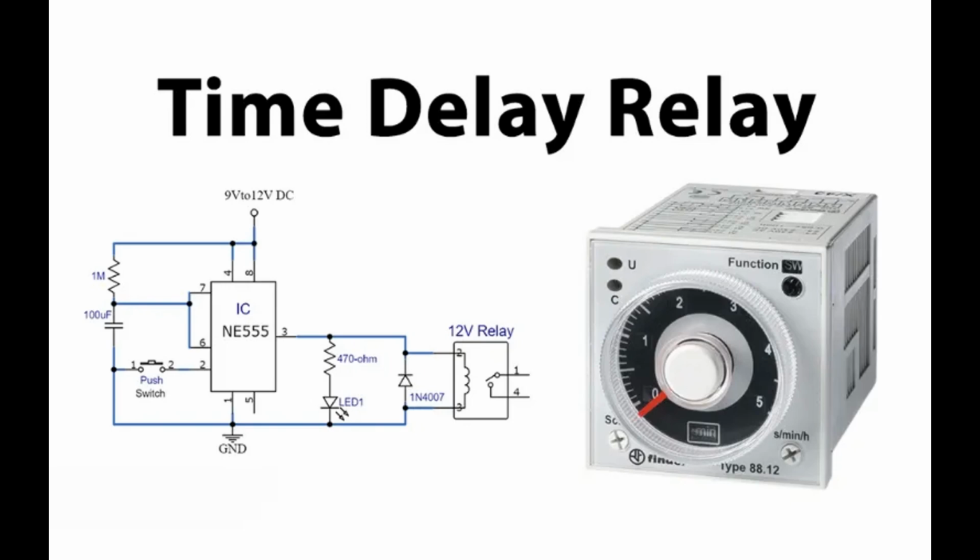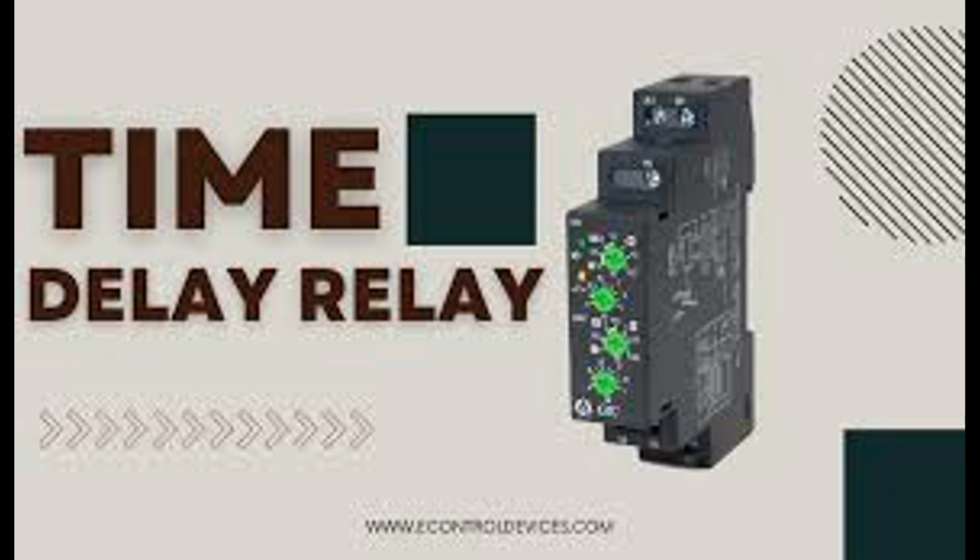Dynamic adjustment. In some advanced time delay relays, the delay time can be dynamically adjusted while the relay is in operation. This dynamic adjustability allows for real-time optimization or fine-tuning of the timing parameters based on feedback from the system or external factors. User interface. Time delay relays may feature user-friendly interfaces for adjusting the delay settings, such as intuitive knobs, buttons, or digital displays. Clear labeling and ergonomic design enhance usability and facilitate quick and hassle-free adjustment of the timing parameters.